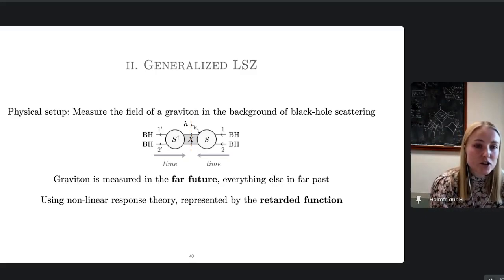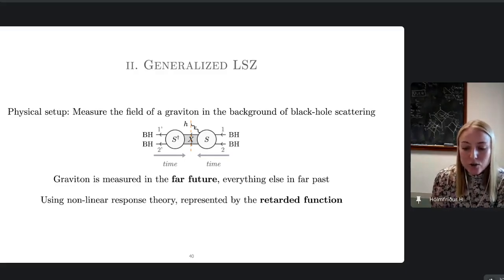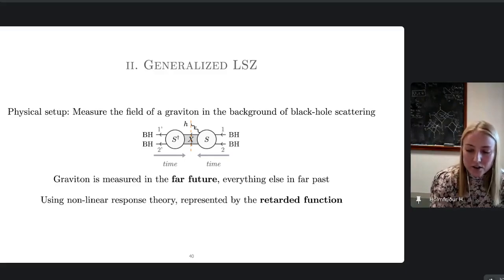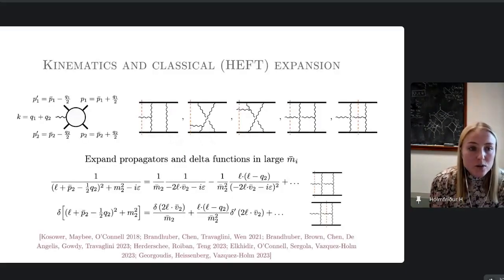And again, we want to measure the field of a graviton in the background of black hole scattering. And it's very important that the graviton is measured in the far future. Using nonlinear response theory, we can represent this by a retarded function. And what's nice about that is that we can use our favorite quantum field theory methods. This is one thing that we can do in the classical limit. There's been a lot of work on this in the past couple of years.